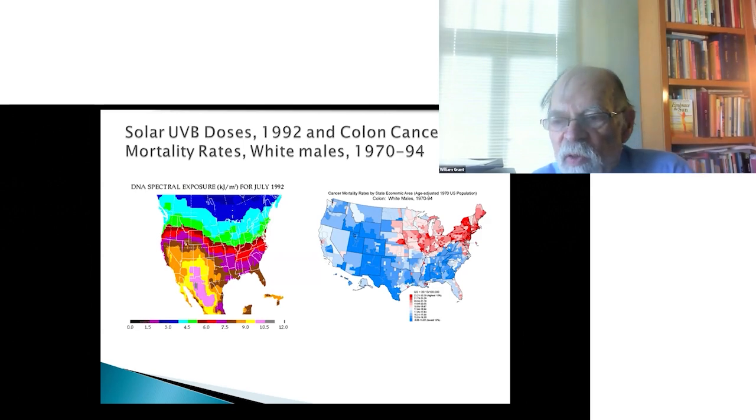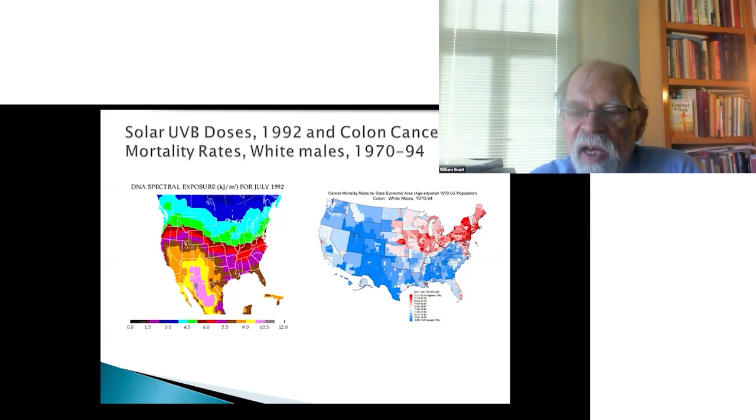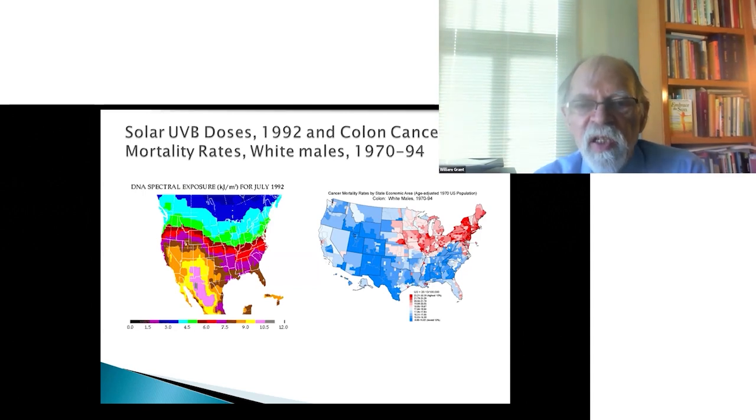And what you see here is they have a color scale: high values, mortality rates, are red, low values are in blue. For colorectal cancer, it went from about 10 in blue to almost 30 in the red. And you notice that the red is in the northeastern quadrant of the United States, blue is in the south and the west. Now, on the left, you see solar UVB for July 1992.